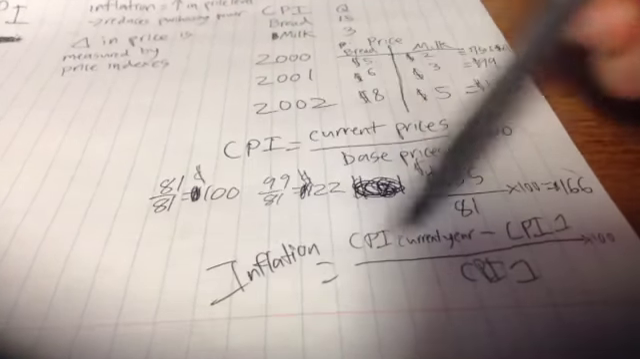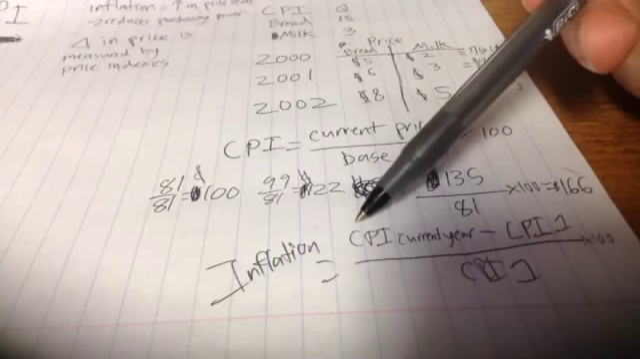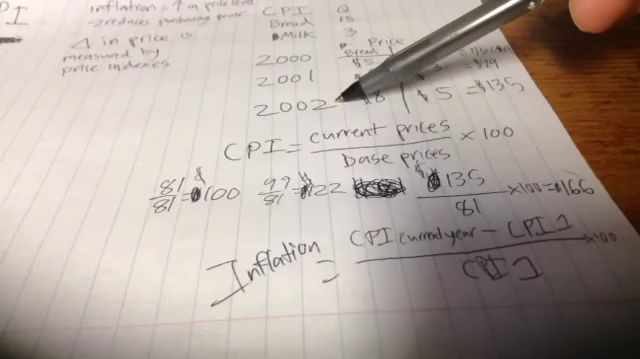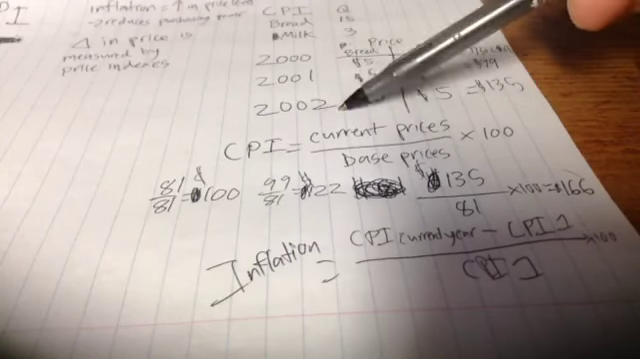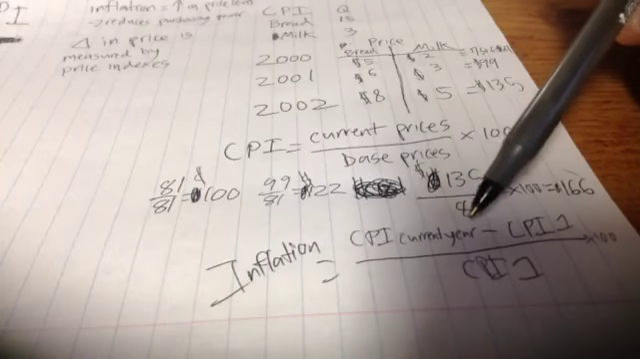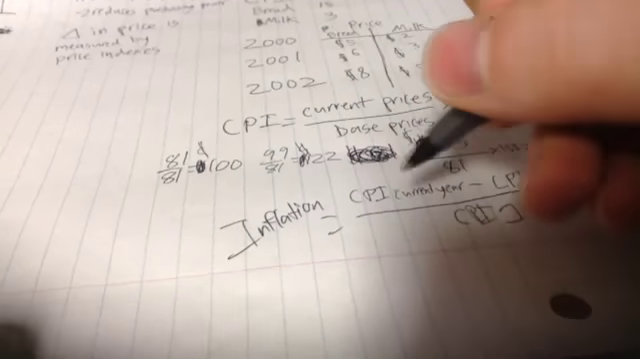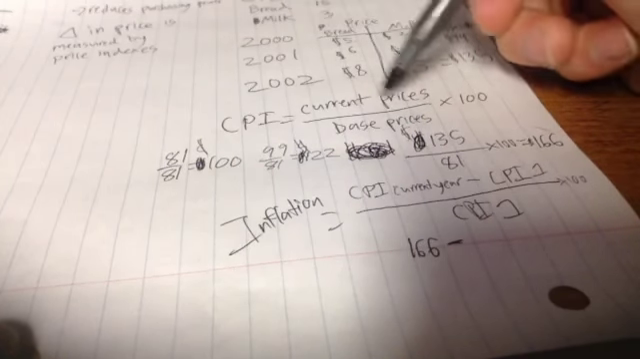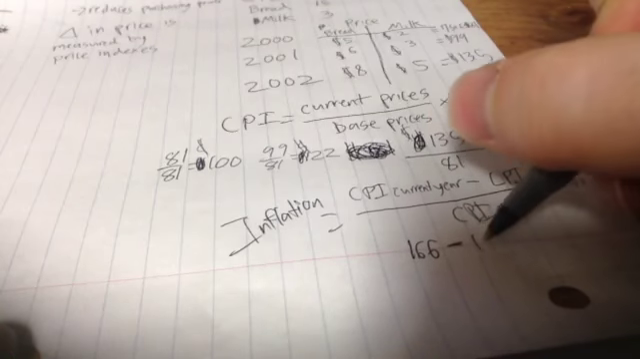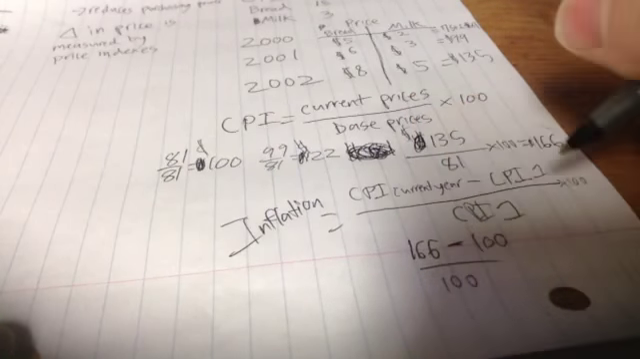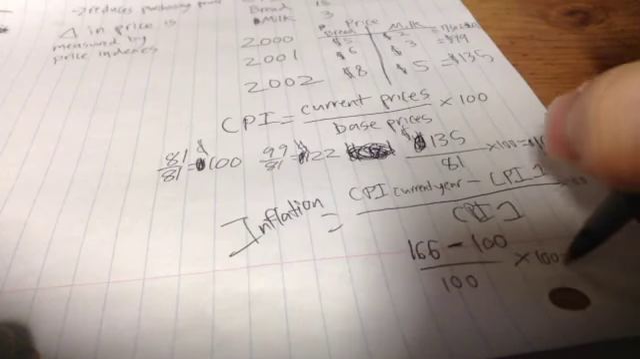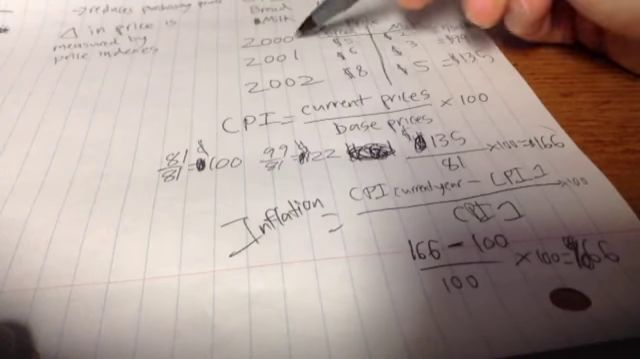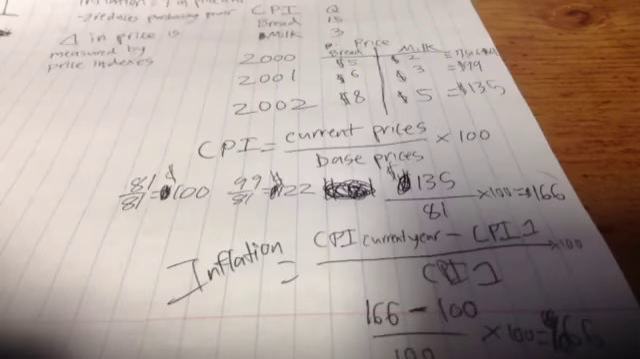Let's go ahead and calculate inflation. Inflation will be the CPI in the current year. Let's calculate the inflation from 2000 to 2002. You take the CPI in the current year, which is 166, minus the CPI in year 1, in this case the base year, 100, over 100 times 100, which will give you 66. That's 66% inflation from 2000 to 2002. That's pretty high inflation.